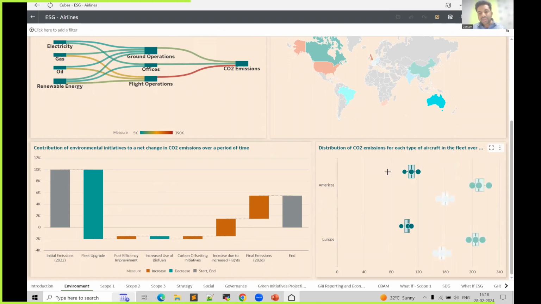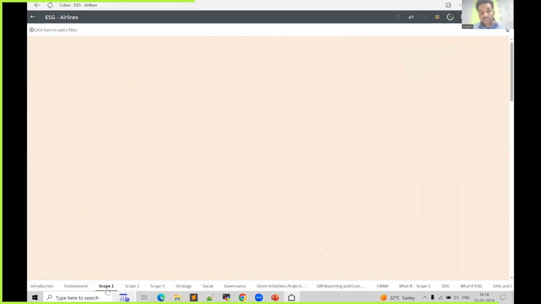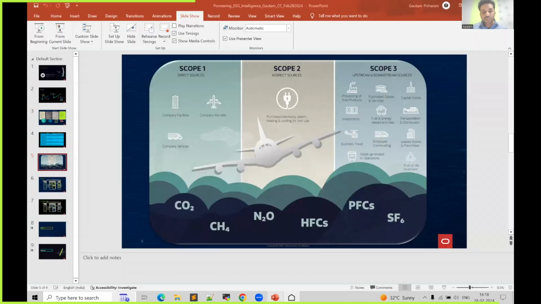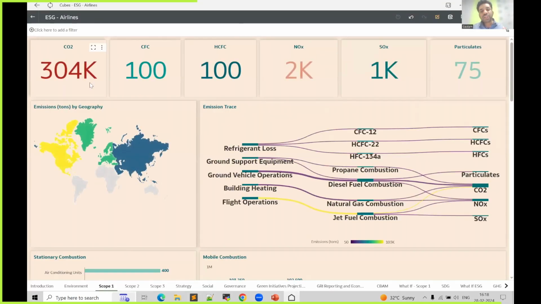It's a box plot kind of visualization we have used to show the distribution of carbon emission for the different aircraft types that the airline is operating. So once we have completed the overall consolidated dashboard, we then look at the detailed metrics. So scope 1, if I have to take you back into the metrics here, they are basically responsible for the direct emission. So you try to compute the different emissions at an individual gas level.